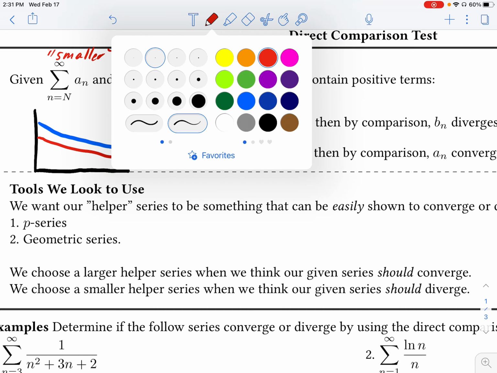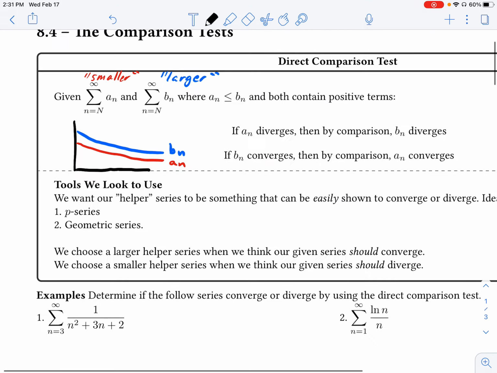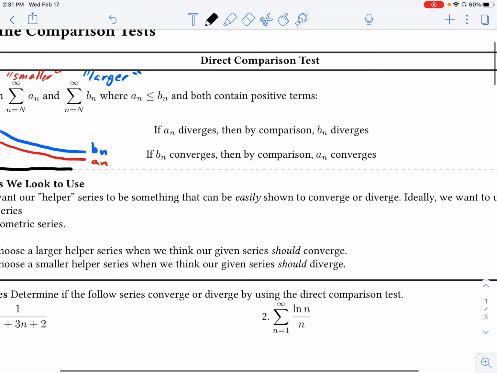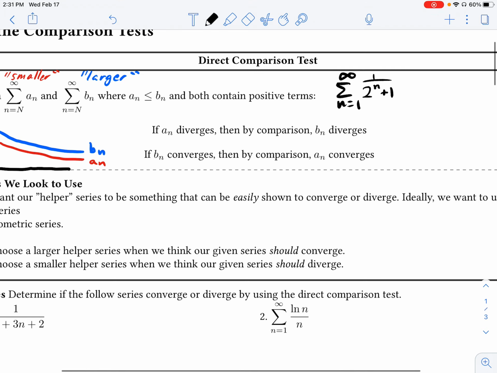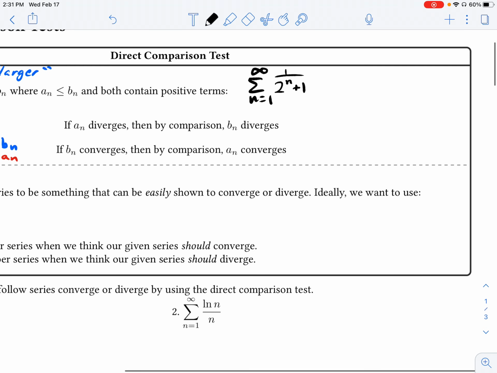Let's take a look at this now with two actual series. Let's say, for example, one series, with n equal to 1, was our given series. We have 1 over 2 to the n plus 1, something like this. Now, let's take a look at another series. Let's compare that to the following, n equal to 1 to infinity, and let's look at 1 over 2 to the n, a pretty familiar series at this point.